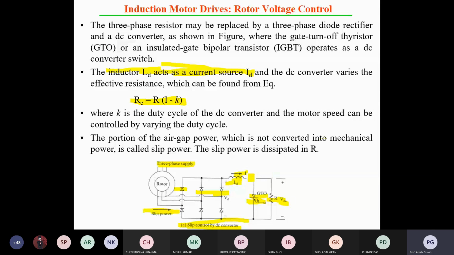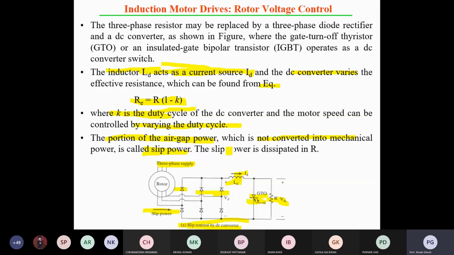Then frequency control is also there. I have already discussed the frequency control map. By using inverter control or cycloconverter control, you can control the frequency, meaning V/f control up to the base speed. After the base speed, with variable voltage and variable frequency, you can control the frequency to maintain constant power. That is only possible with a power electronics converter.